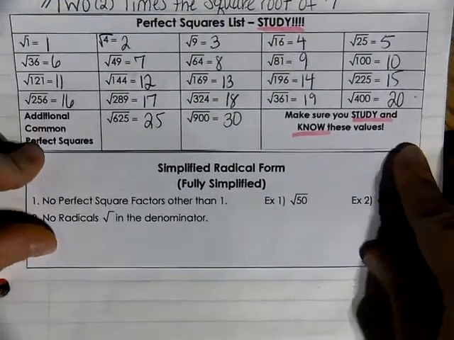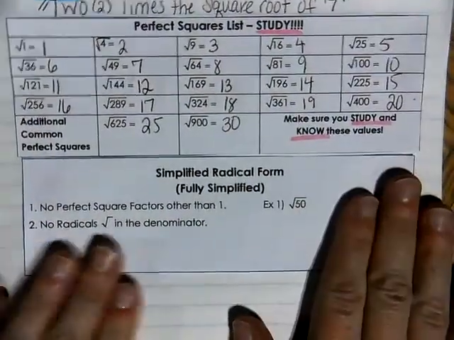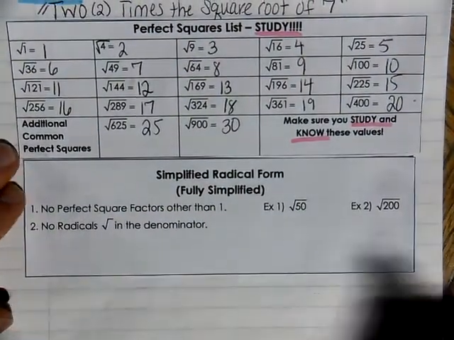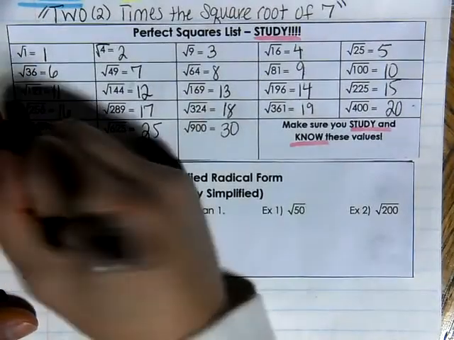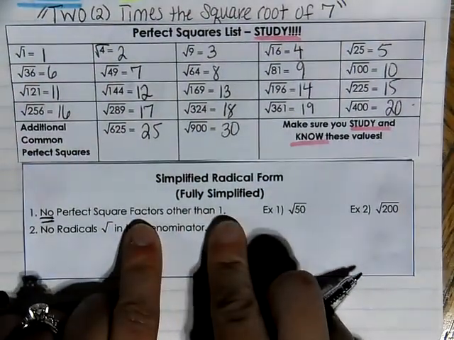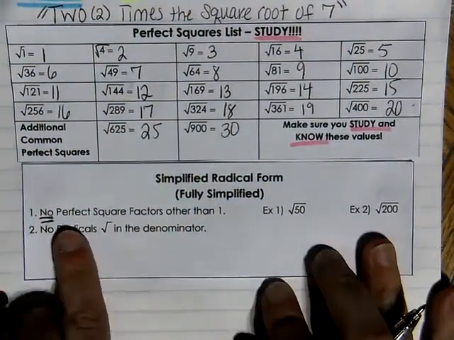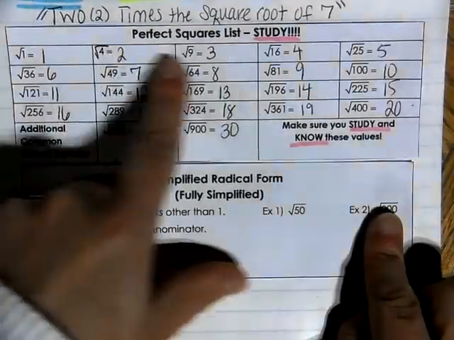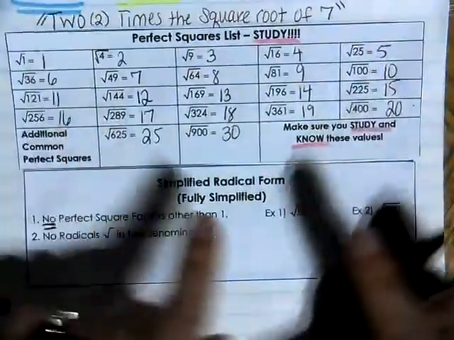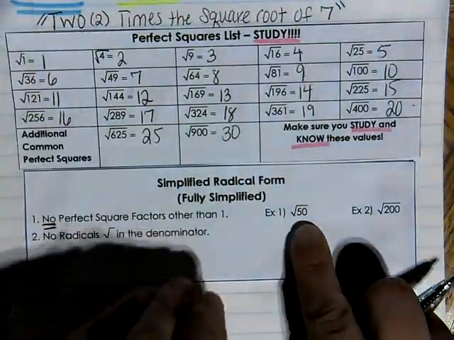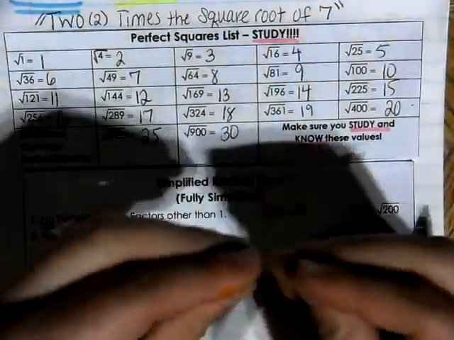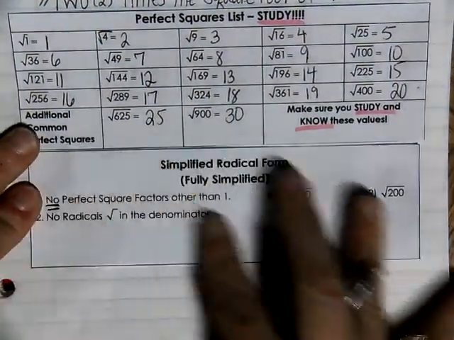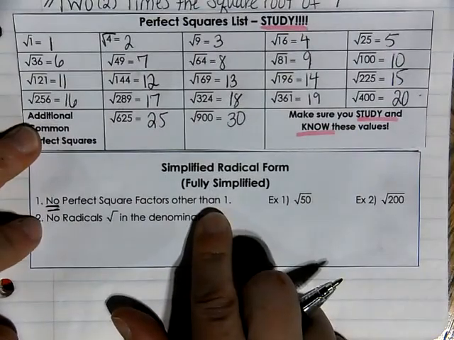So what does simplified radical form mean? It means to have it be fully simplified. There are no perfect square factors other than 1 under the square root. So that means that you have to look at the number that's underneath and ask yourself, can any of these numbers be a factor of? Factor means multiply together to equal these numbers. But there are no perfect factors other than 1 underneath.